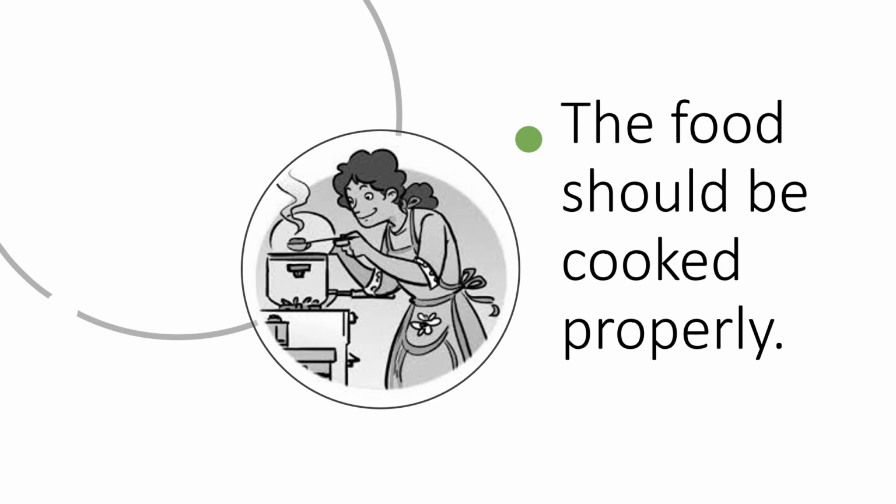Let us learn the spelling of properly. P-R-O-P-E-R-L-Y, properly. Children, pay attention to the spellings as it will help you to read fluently. Read the line once again. The food should be cooked properly. I repeat, the food should be cooked properly.